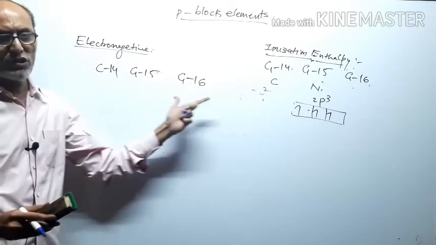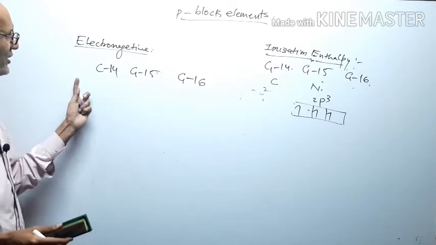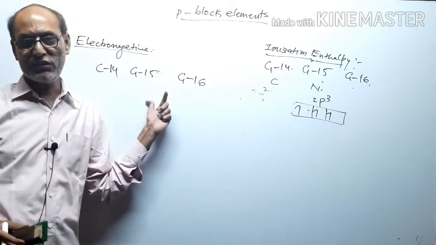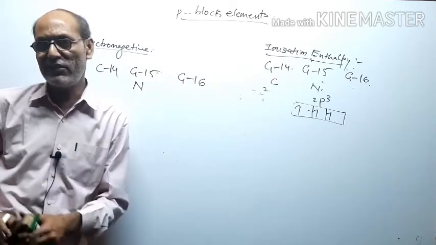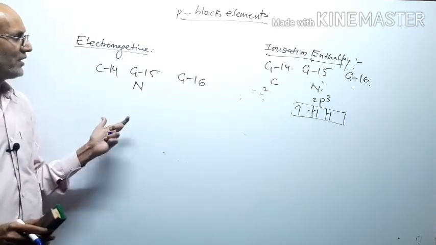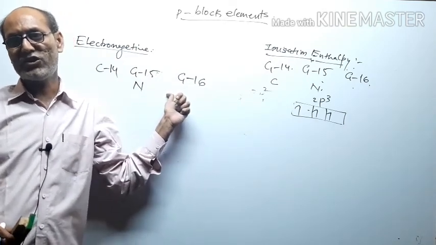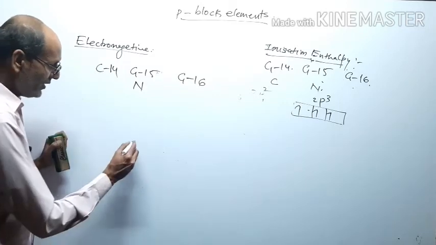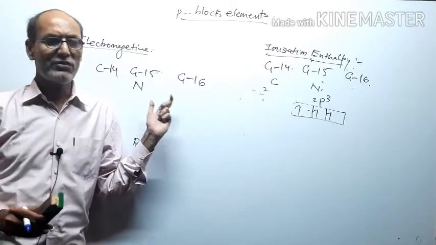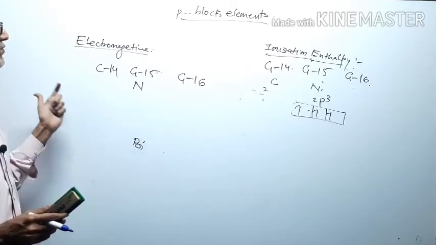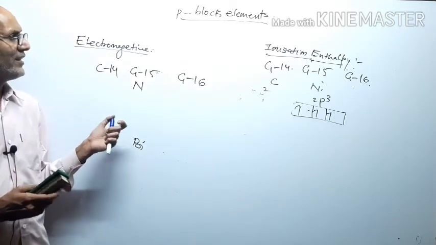If we compare between the groups, the electronegativity of group 15 is larger than group 14 but smaller than group 16 elements. Nitrogen is the third most electronegative element in the whole periodic table. On moving from top to bottom, because the size of the atom increases from nitrogen to bismuth, electronegativity decreases.